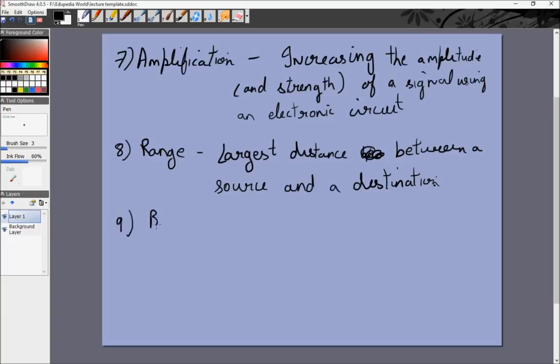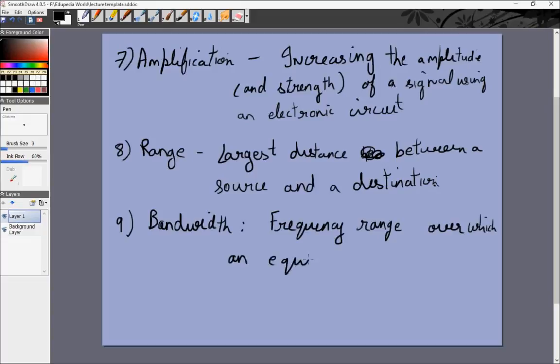Then you have an important quantity for communication called the bandwidth. It refers to the frequency range over which an equipment operates. So bandwidth is generally not just used for communication system. Bandwidth generally refers to a frequency range.